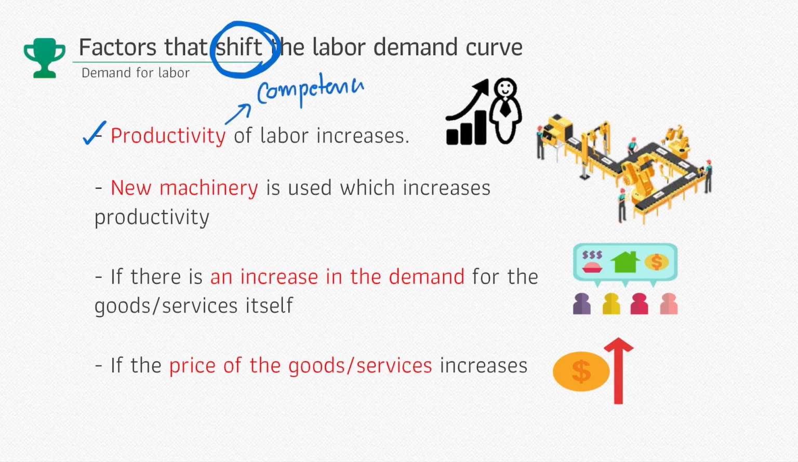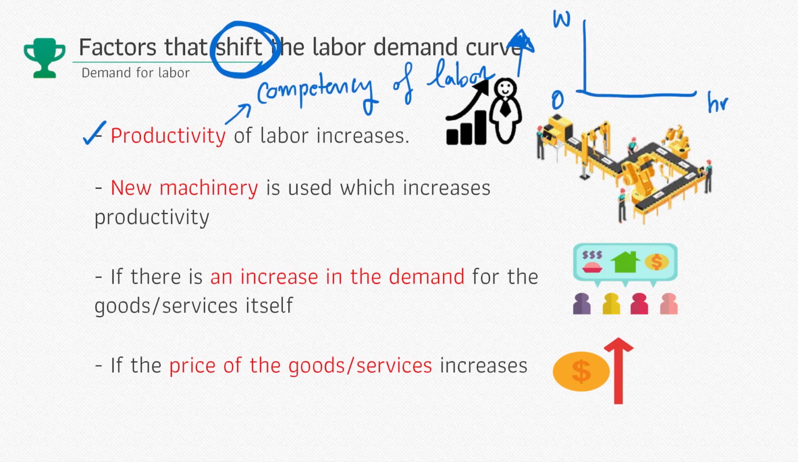If the competency of labor increases, employers will need to hire more labor who have high competence, which makes the demand shift to the right-hand side. Next, new machinery is used, which increases productivity. So new machinery is a K, right? K prime is new machinery.